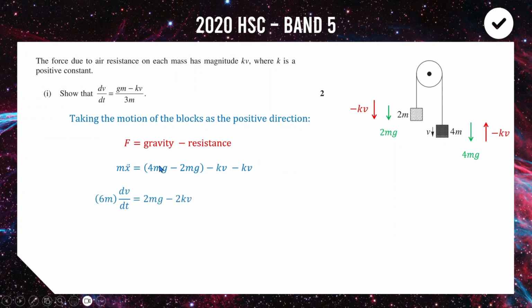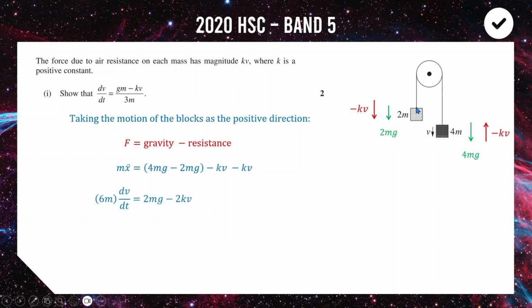Okay, so from this we get 2mg on the right and we get minus 2kV on the right. Now the tricky thing is the mass on the left hand side. Think about these 2 blocks connected by a bit of string, so you have to think of them as one object, okay? Because they are connected, they have one entire total mass of 2m plus 4m, which is 6m. I think that's the part that a lot of people struggled with in 2020 to piece this together.